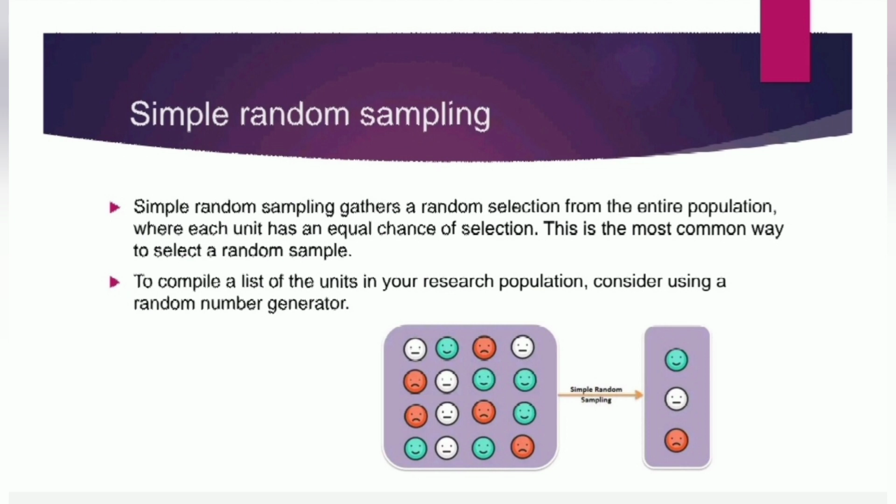Simple random sampling gathers a random selection from the entire population, where each unit has an equal chance of selection. This is the most common way to select a random sample. To compile a list of the units in your research population, consider using a random number generator, which means in this sampling method, each member of the population has an exactly equal chance of being selected.